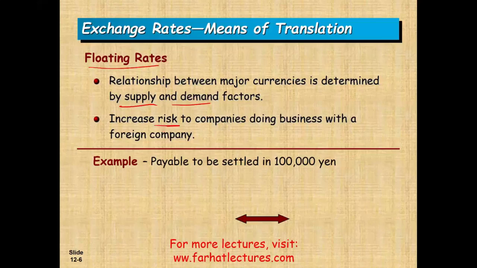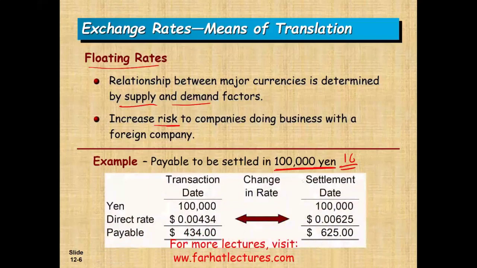Why? Let's assume you have a payable of 100,000 yen. What does that mean? It means, let's assume a month from today you have to pay this money. Today, when the transaction took place, you owe the Japanese company 100,000 yen. Well, you can buy the yen at 0.0043. So this is the spot rate.